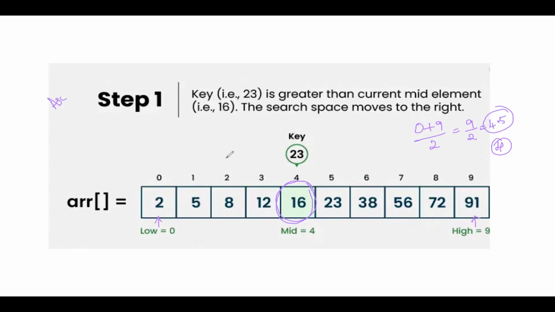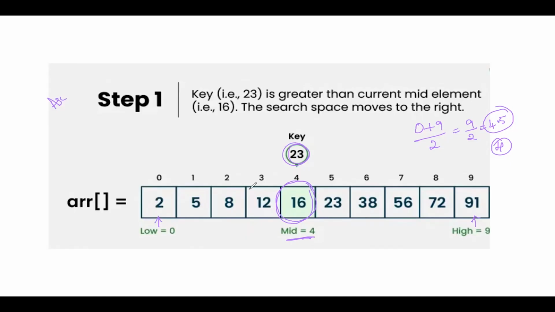So I'm going to compare the mid value with the key value. When comparing, I check whether the key value is greater than the mid, less than the mid, or equal to the mid. If it is equal to mid, we can directly terminate the algorithm, return the position of the mid and say that the element is found at this position. If not, I check further. In this case, 16 is less than 23.